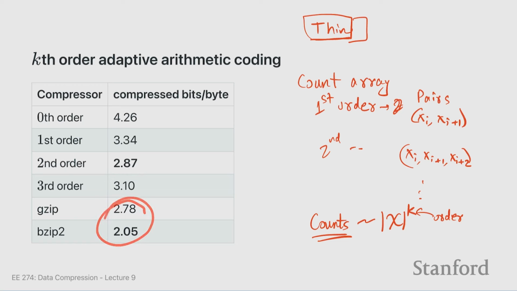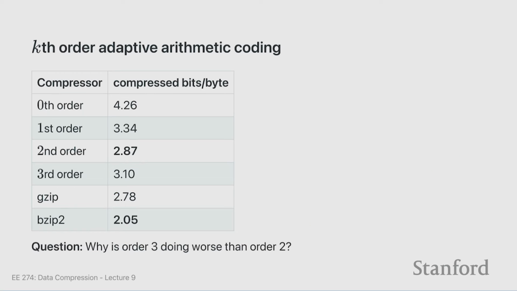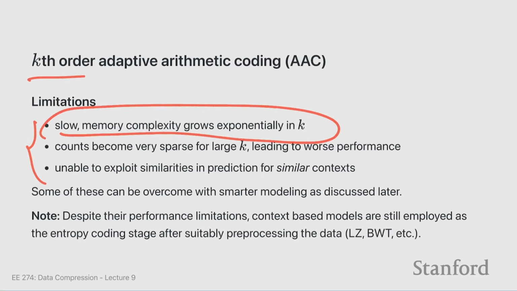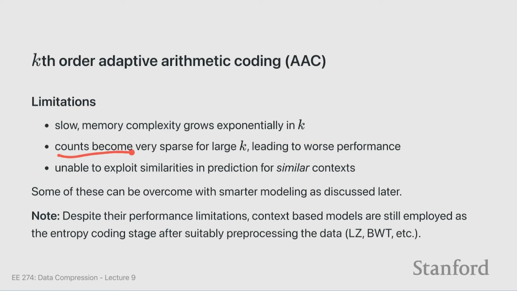And we see that gzip and bzip2 actually beat these models, and we'll talk about them in the next lecture. So we talked already about why order 3 is doing worse than order 2. So there are limitations. Kth order becomes slow. The memory grows exponentially in k. The counts become very sparse for large k. As you increase k, you don't have many counts, and it leads to worse performance.